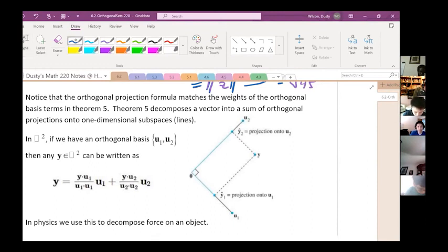So in R2, if we have an orthogonal basis u1 and u2, then any y in R2 can be written as y dot u1 over u1 dot u1 times u1 plus y dot u2 over u2 dot u2 times u2. If you compare back to Theorem 5, which was a long time ago, this is your c1 and this is your c2.